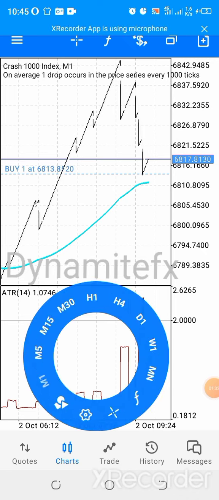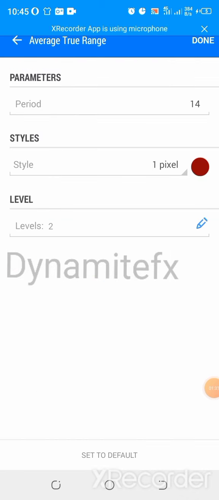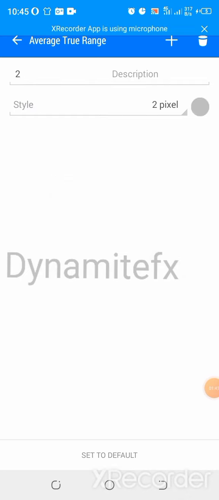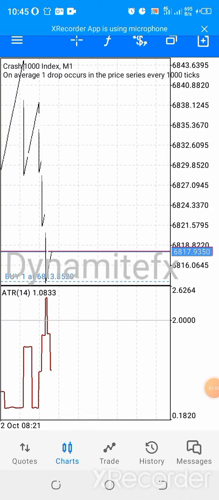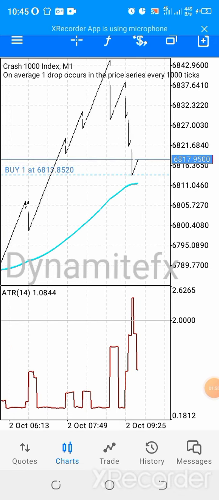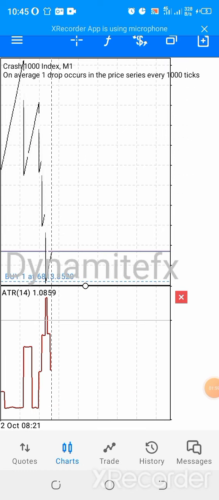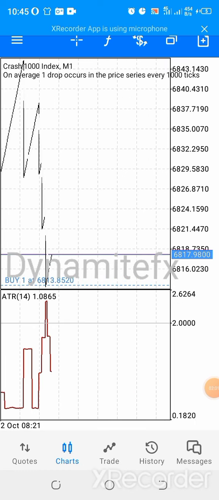The next indicator is the average true range. Please be fast, I need to close that trade. The average true range is 14, 1 pixel for the style, or you could use 2 pixel. For the levels, please make the levels just 2, and when you're done, click done. The next condition is you have to shrink it to the last point, the way you can see it, not this way, guys. Completely zoom out.